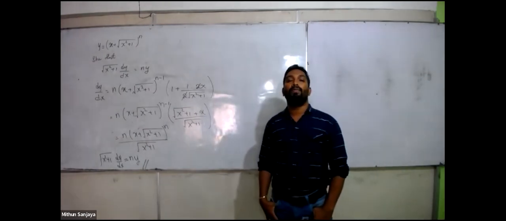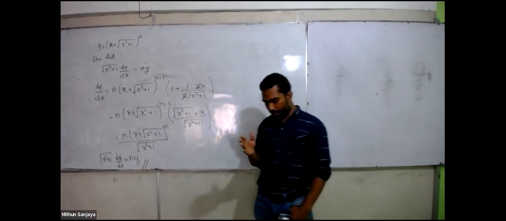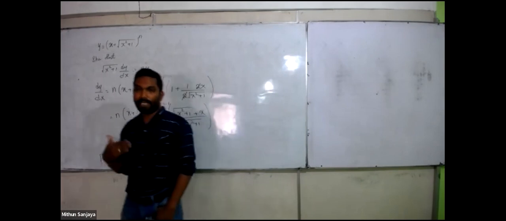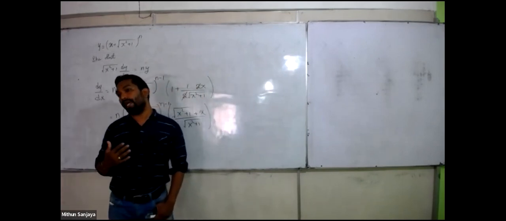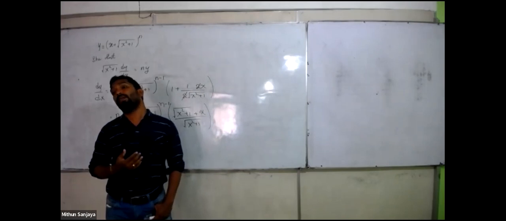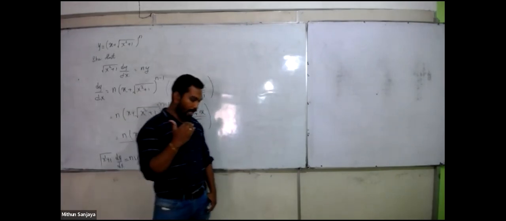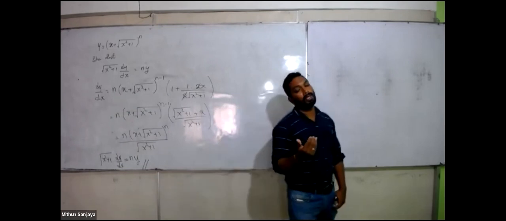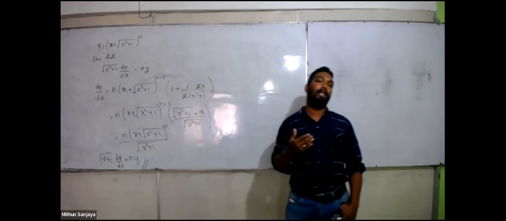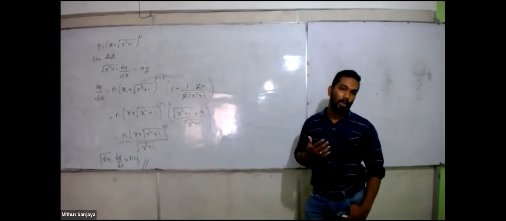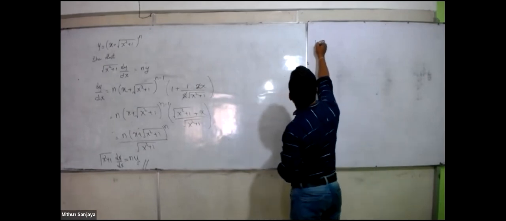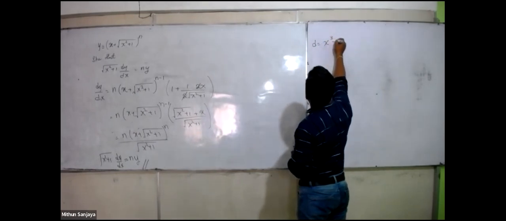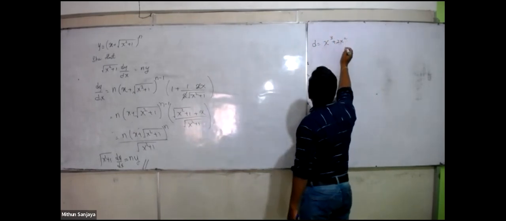Higher order differentiations. What happens here? We differentiate a differentiable function again and again. Let's see. If y is given, it can be differentiated many more times. Then y equals x cube plus 2x square.